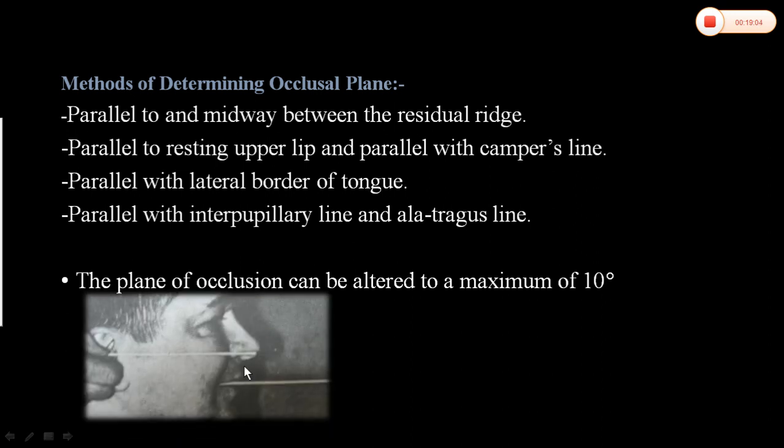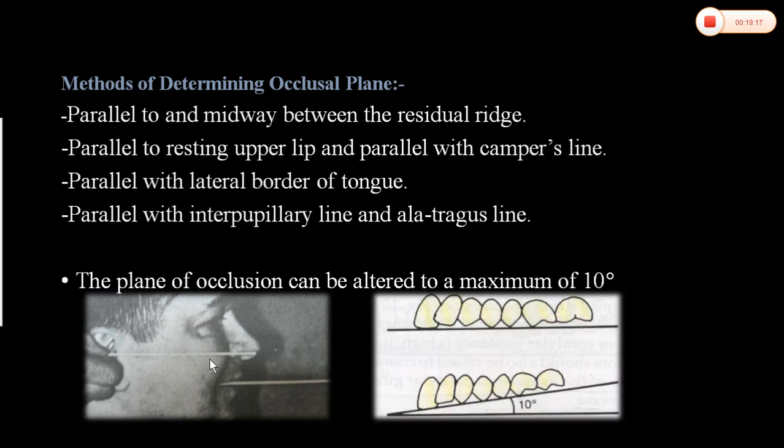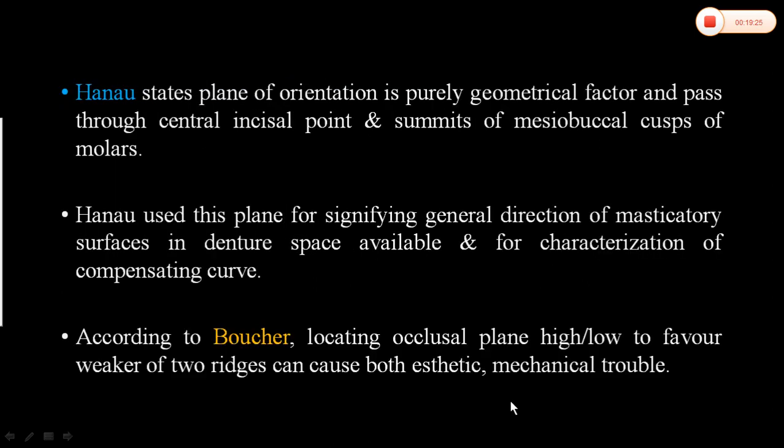This is the determination of the occlusal plane according to the ala-tragal line or Camper's line. See, from the ala of the nose to the tragus, a line is drawn and the occlusal plane should be parallel to this. So accordingly, we have to set our teeth. If not, we can alter a slight amount, 10 degrees, not beyond that.